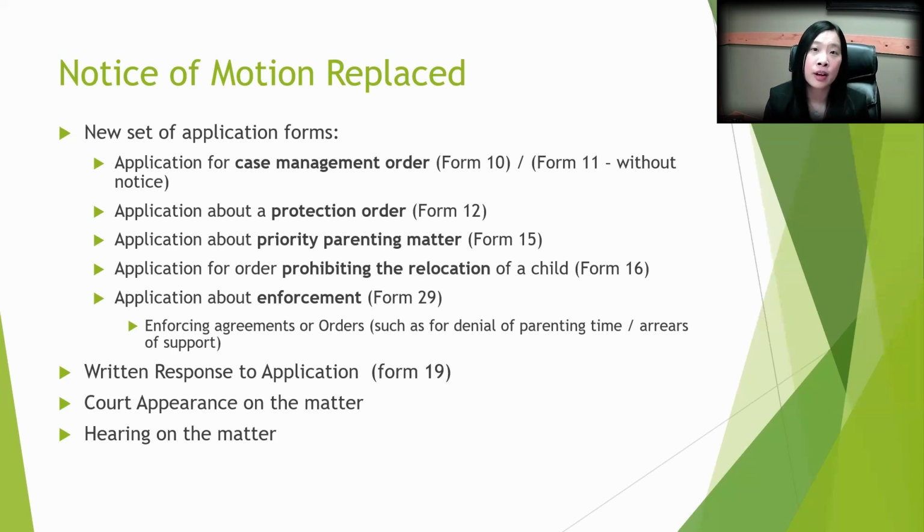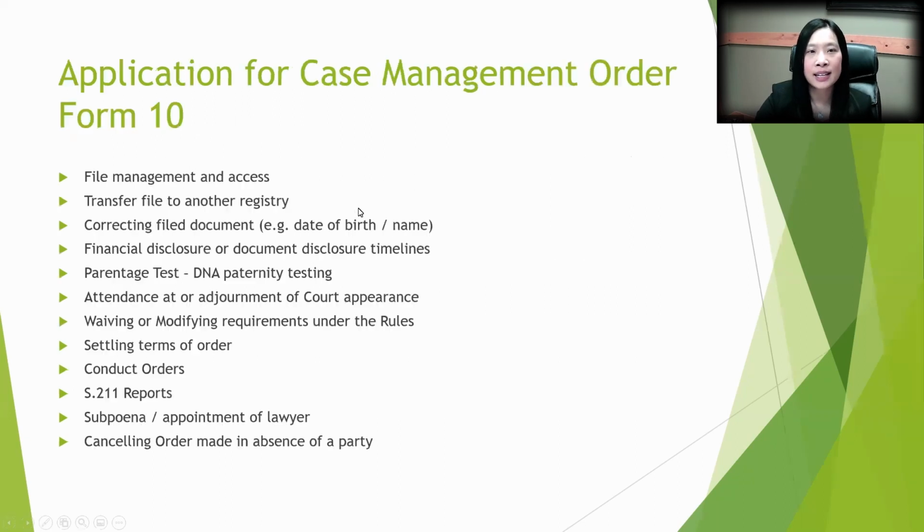And if you've got one of those and you're making a response, there's a written response application form, which is Form 19. So usually what will happen is someone will file one of the top forms, the written response will be done up, and then there's a court appearance on the matter and some kind of hearing. It could be a hearing or a trial. So essentially the judge decides at that point. So let's get into the first one, the case management order, Form 10.